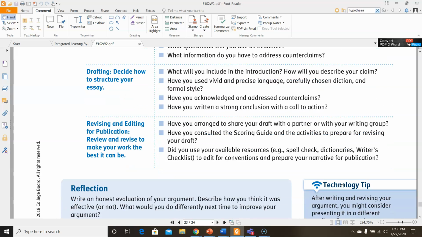The next one, revising and editing for publication. Have you arranged to share your draft with a partner or your writing group? Have you consulted the scoring guide and the activities to prepare for revising your draft? And did you use available resources such as spell check, dictionaries, and a writer's checklist to edit for conventions and prepare your narrative for publication? So since you don't have a partner to work with, you could be working with me on editing and revising your draft in order to create and submit a final draft.